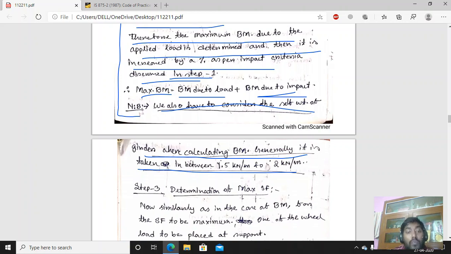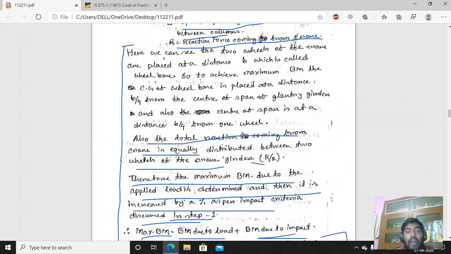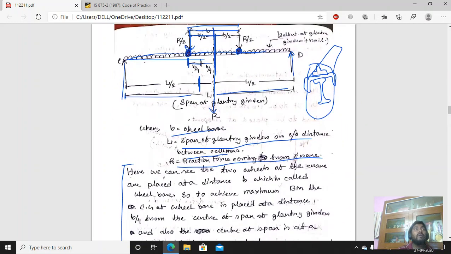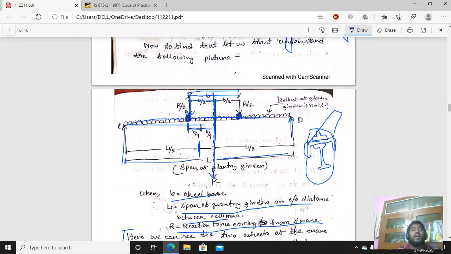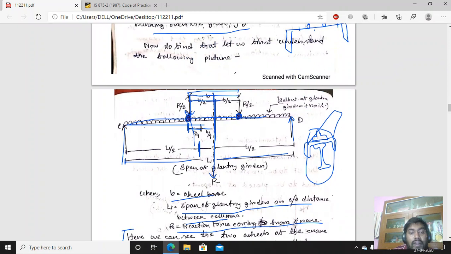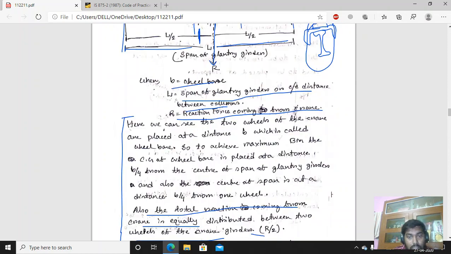So that we need to be concerned about when calculating the bending moment. After that the bending moment will be calculated depending on the bending moment diagram, where it will be the maximum. Generally the maximum bending moment occurs under the load. There are two reaction forces here, so under both of them you have to determine the bending moment, and from there we determine the maximum bending moment, under this wheel load or that one.